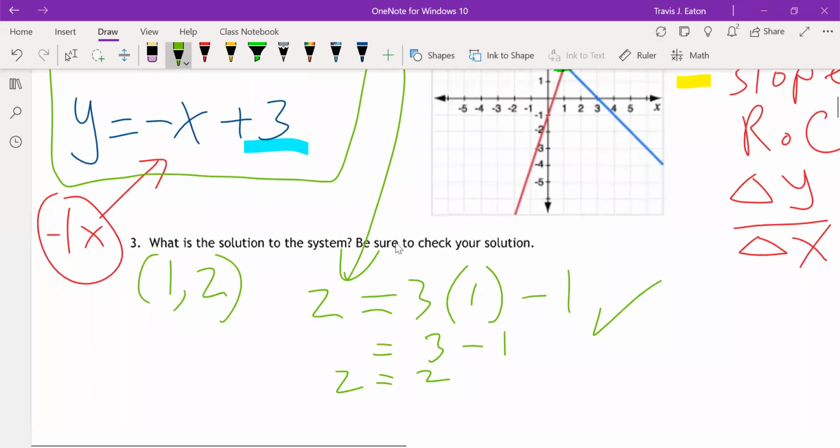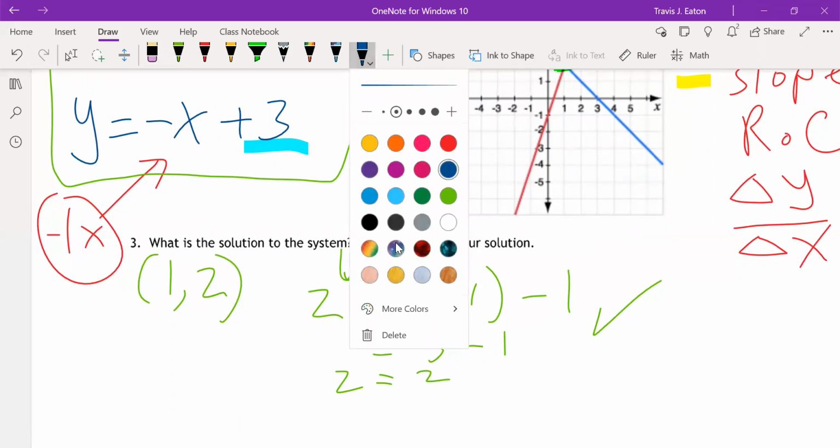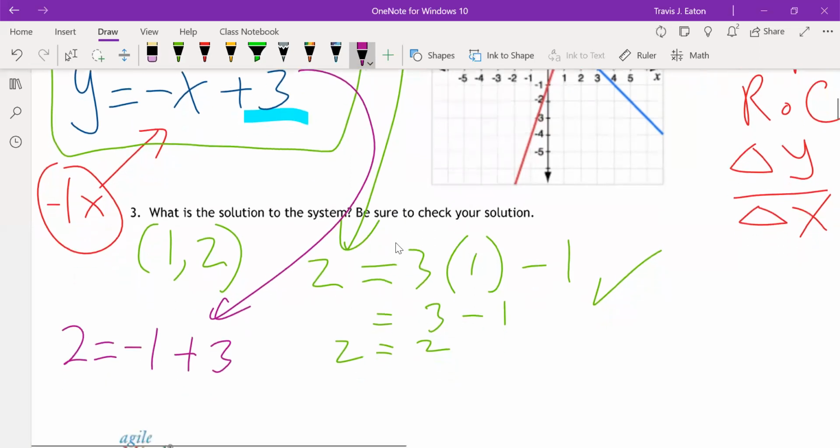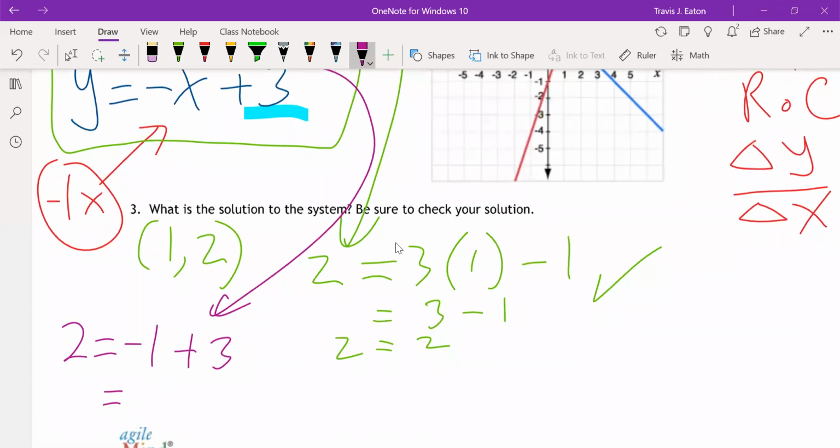Yay, right? Now the next one, we're going to use this one. And you know what? I'm going to change colors so I don't confuse things here. And we're going to substitute our values again. Remember, y is 2. Oh, come on. There we go. 2 equals, and x is 1, so that's negative 1 plus 3. Now, what is negative 1 plus 3? Well, it's 2. 2 equals 2, so that one checks out. So our answer is correct. We are right. Okay, so that puts us in really great shape.